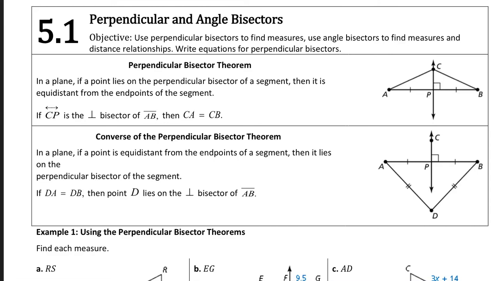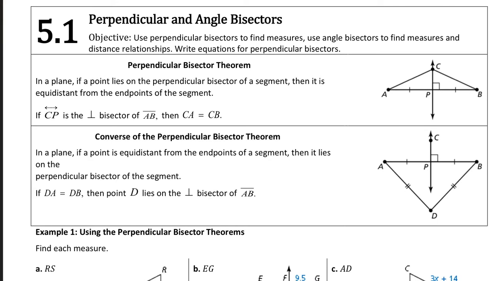Alright, so our first lesson of Chapter 5 is going to be on perpendicular bisectors and angle bisectors. So, two new definitions, but they use vocabulary we've already talked about before. The first vocabulary term we're going to talk about is a perpendicular bisector. I'm going to describe the perpendicular bisector theorem and then some of the properties of a perpendicular bisector.